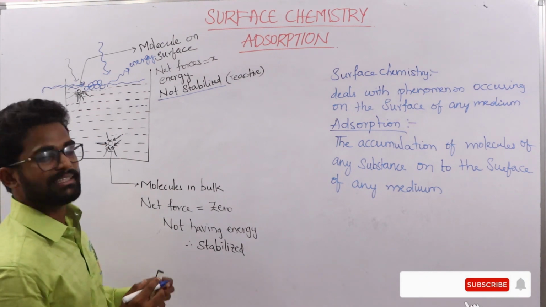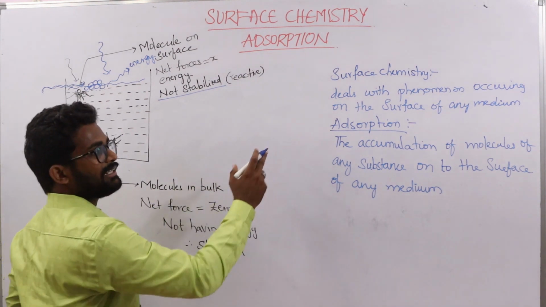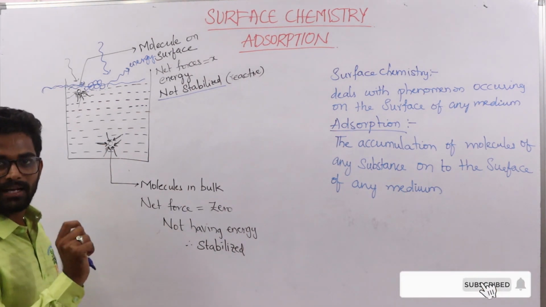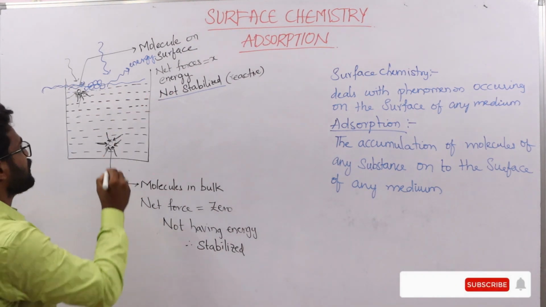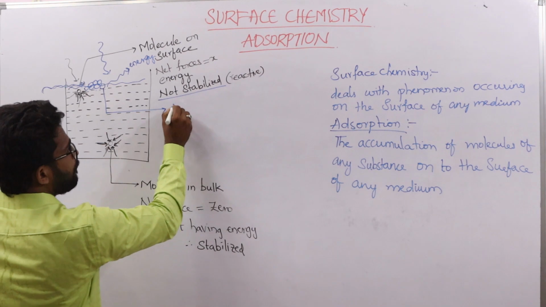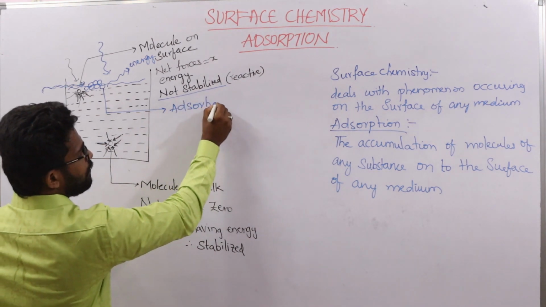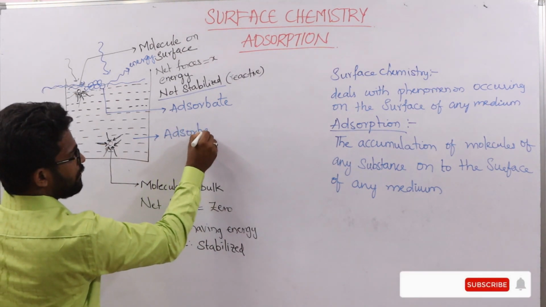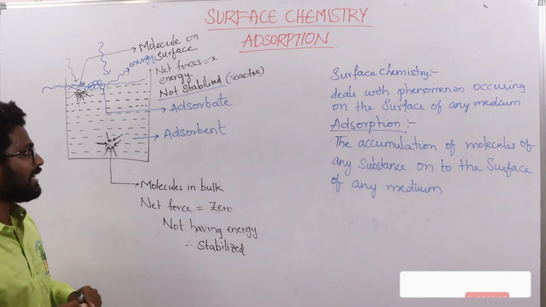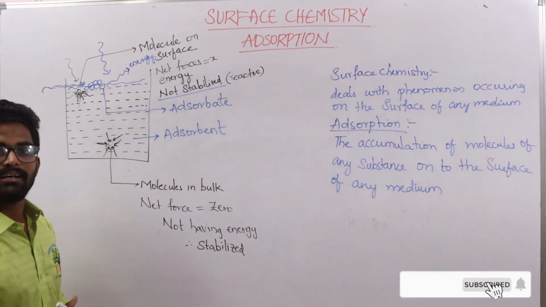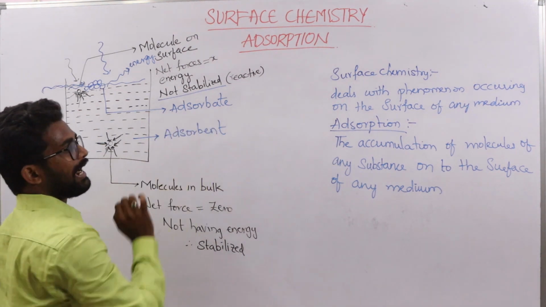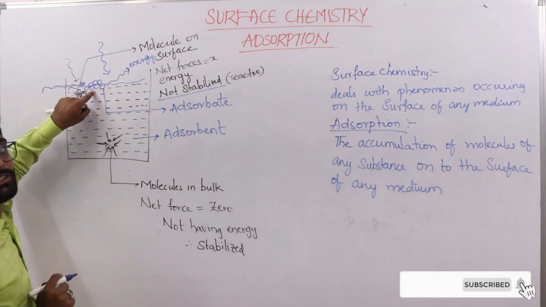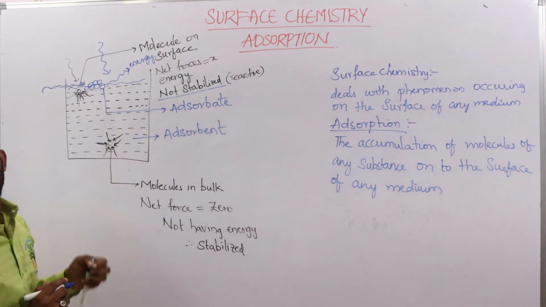Now let us see what substances are present in the process of adsorption. There are mainly two types of substances present in the process of adsorption: adsorbate and adsorbent. Let us know the difference between adsorbate and adsorbent. The molecules which accumulate on the surface of any medium are called adsorbate.